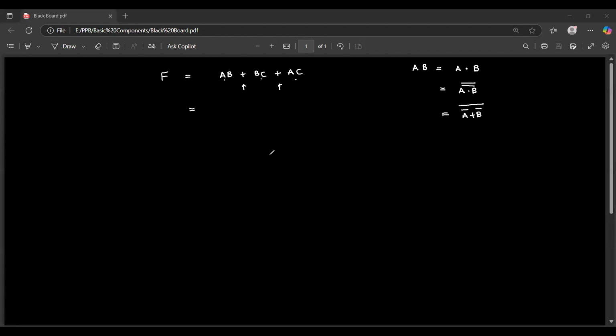Since we can do the same thing for everything, what will we get? (A bar plus B bar) whole thing bar plus (B bar plus C bar) whole thing bar plus (A bar plus C bar) whole thing bar. Isn't it beautiful? It is, right?